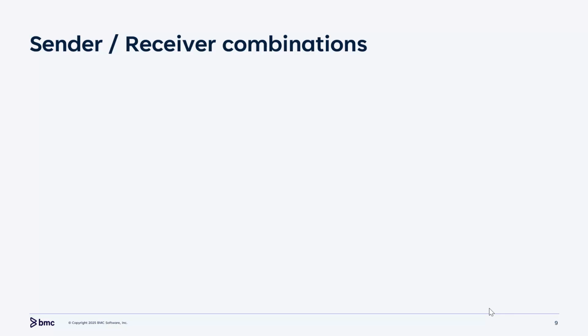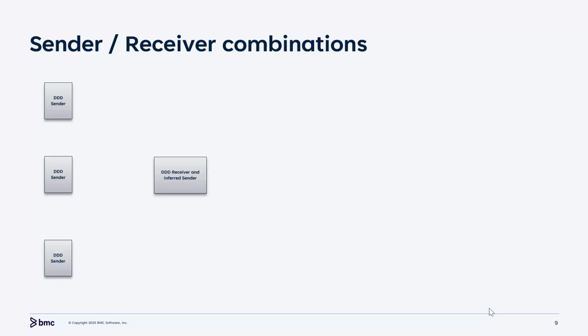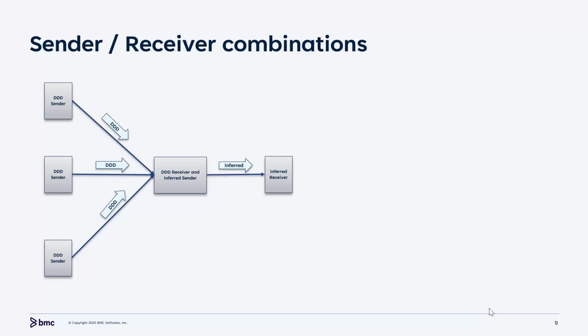Depending on your requirement, you might want to combine these two types of consolidation, that is DDD consolidation and inferred consolidation. So let's quickly understand how you can do that. Let's say you have DDD senders configured to send DDD data to a DDD receiver. You could choose to configure this DDD receiver as an inferred sender, which is going to send inferred data to another appliance which is configured as an inferred receiver.